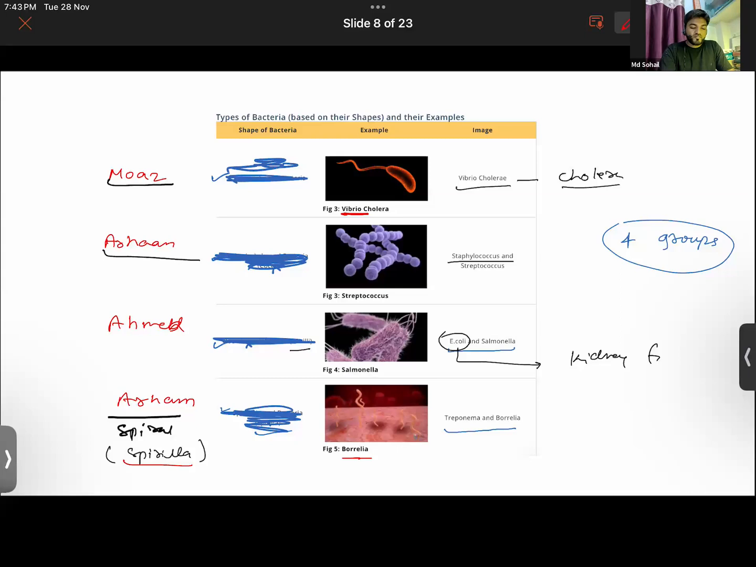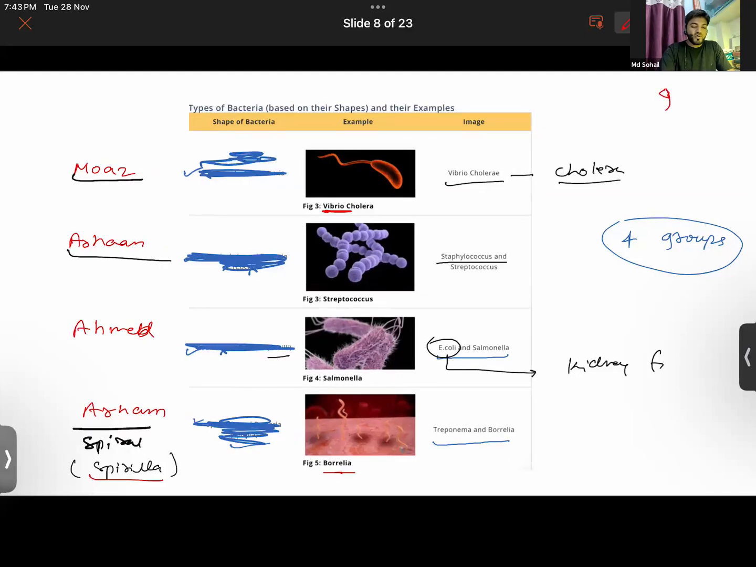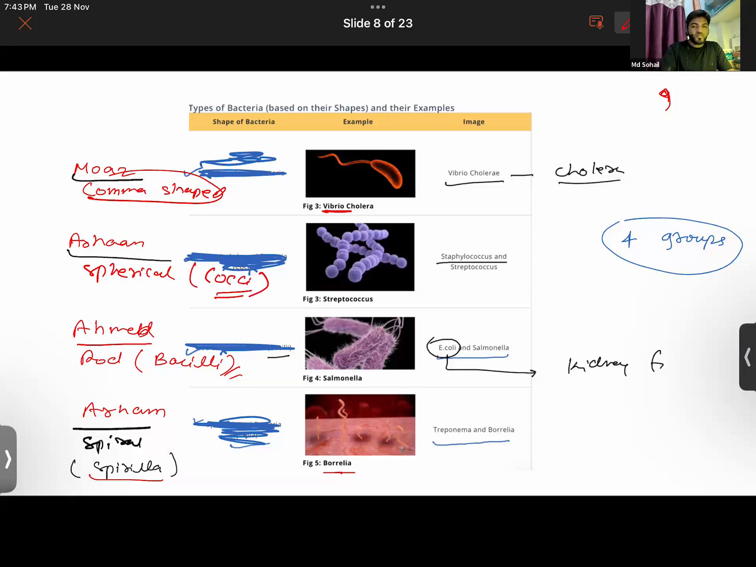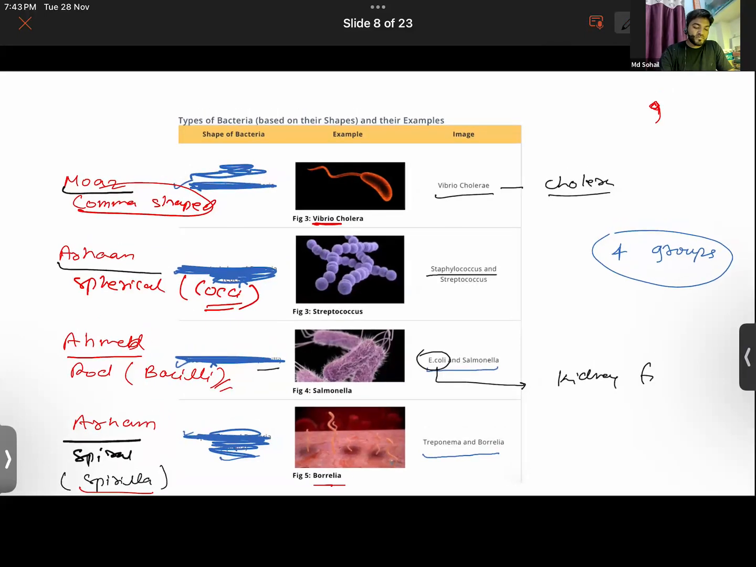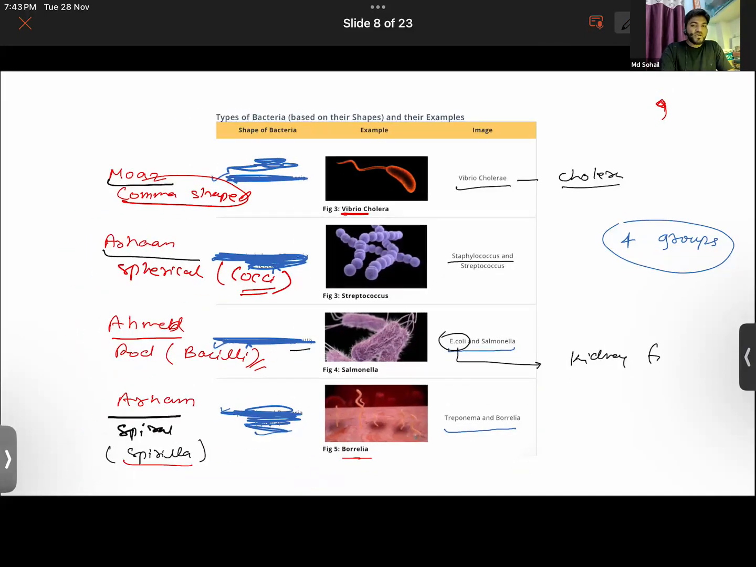The first one appears as a comma shape, right? Comma shape like this. So the first one is comma shape. And Ahmed, Salmonella typhi is a rod, also called bacilli. Good. And Arhan, that was having a spherical shape, also called coccus shaped, right? So these were the different shapes of the bacteria. Remember the shapes. These are very important. You could be quoting the examples of these bacteria. If you're preparing for some exams, it becomes more important.